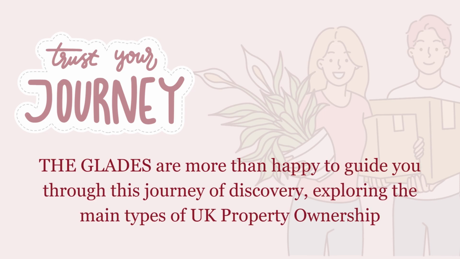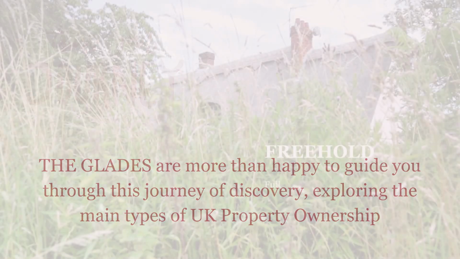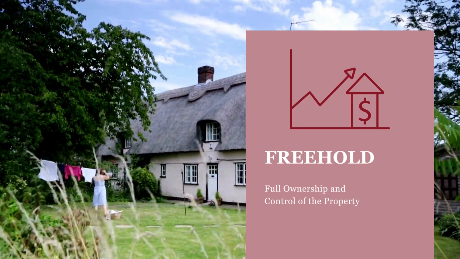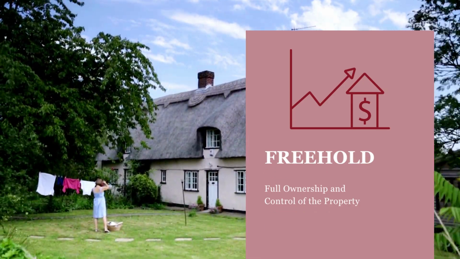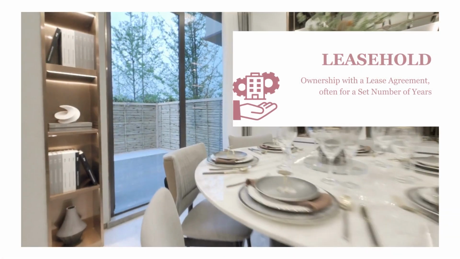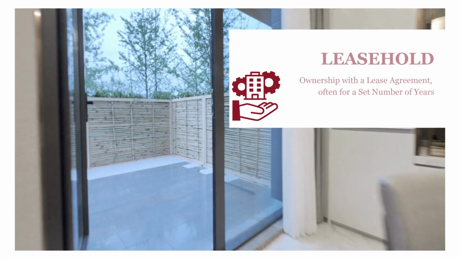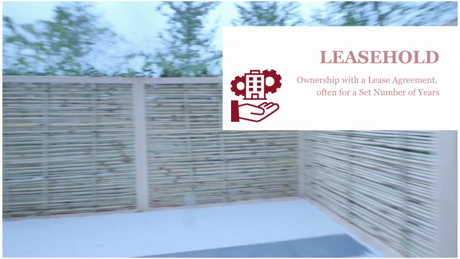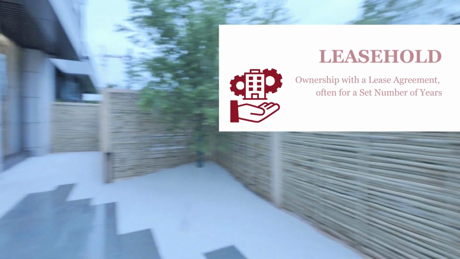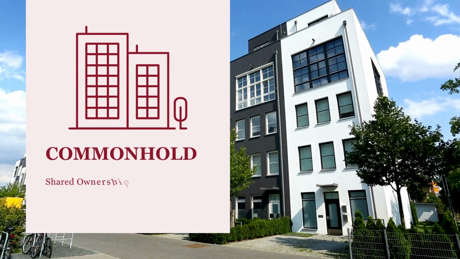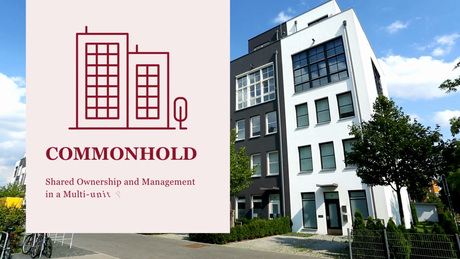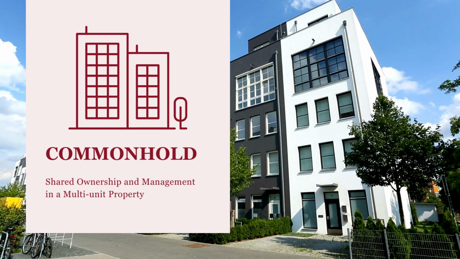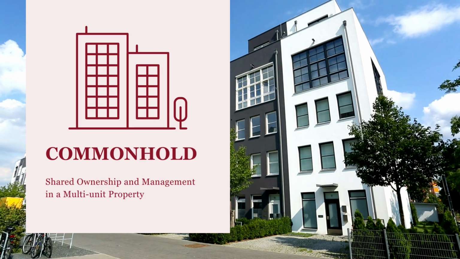Let's start with exploring the three primary property ownership types in the UK. Number 1. Freehold. This offers full ownership and control of the property. Number 2. Leasehold. Ownership is accompanied by a lease agreement, often lasting for a set number of years. Number 3. Commonhold. In this arrangement, ownership is shared, and property management is a collective effort in multi-unit properties.